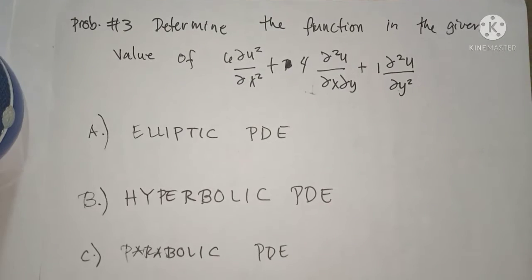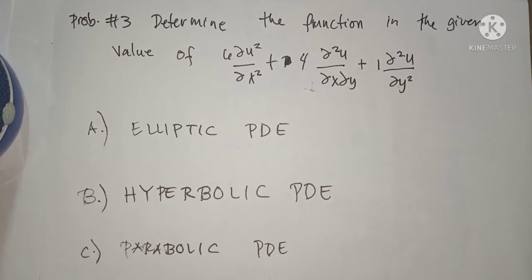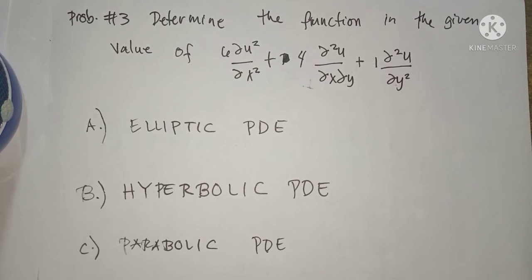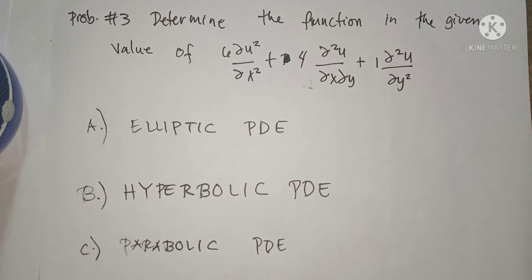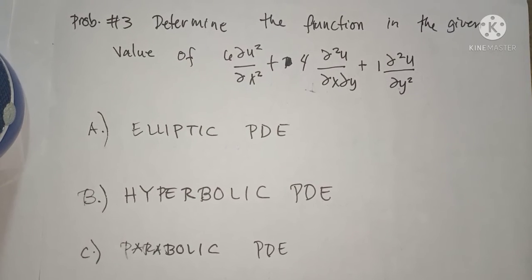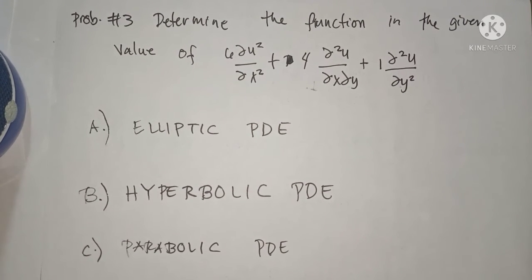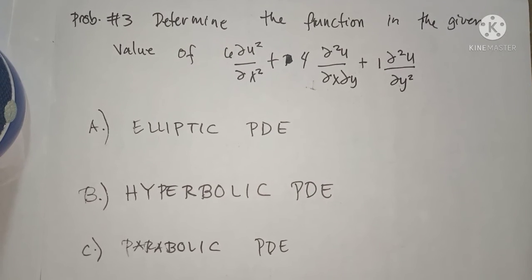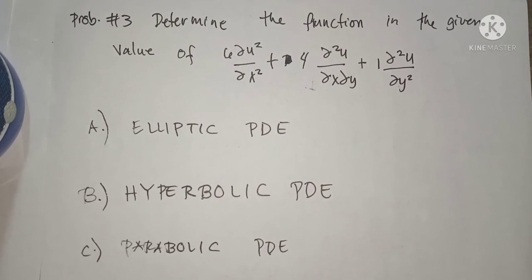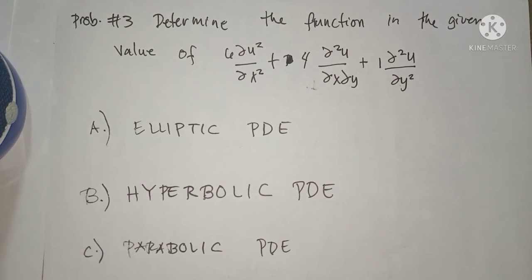Okay. For problem number 3 and multiple choice, determine the function and the given value of 6 d squared u over dx squared plus 4 d squared u over dx dy plus 1 d squared u over dy squared. So hanapin natin dito kung saan, ito yung choices niya: A elliptic, B hyperbolic, C parabolic PDE.